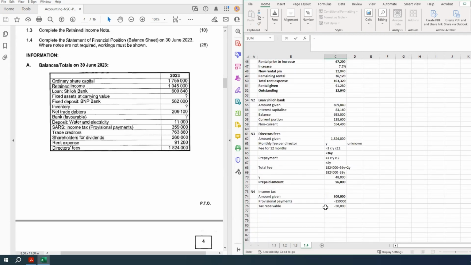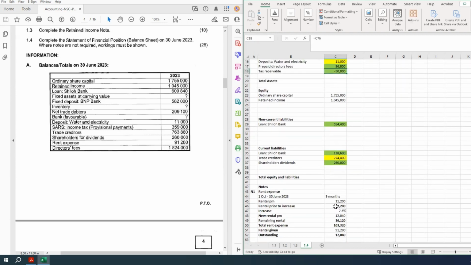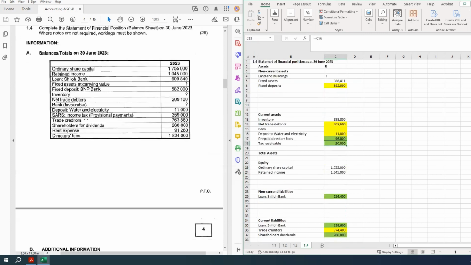So if I then come here, I can just link at 50,000. Just make sure that the sign doesn't interfere there. So there we go. So 50,000 for tax.